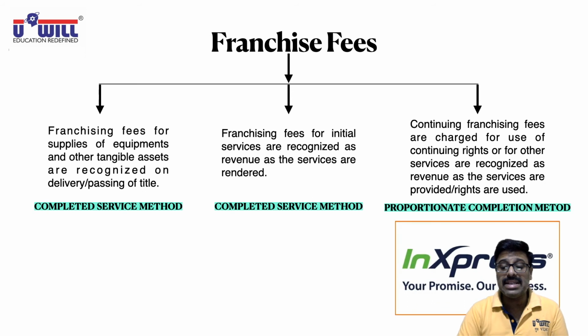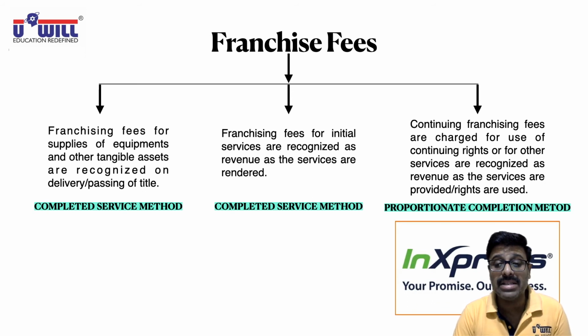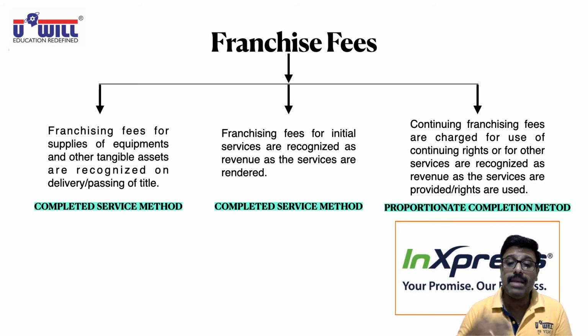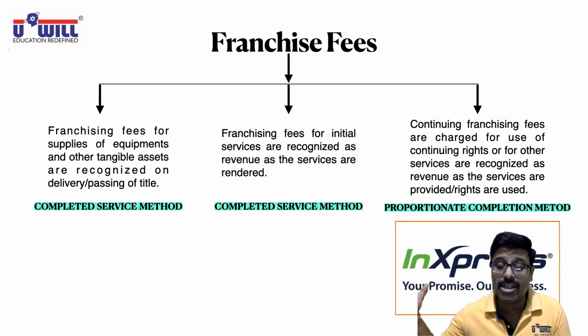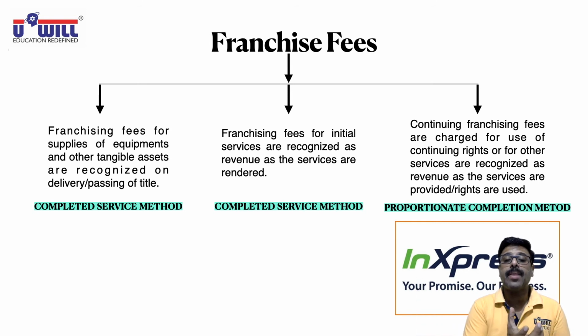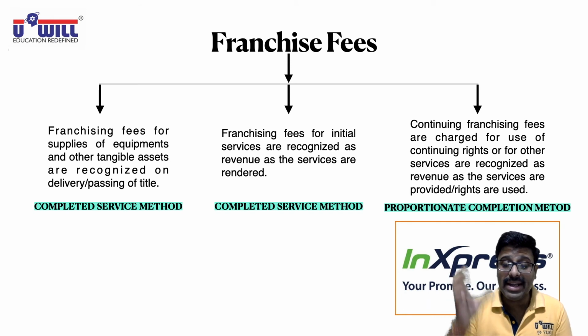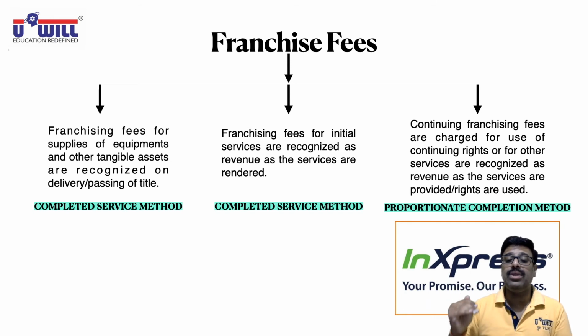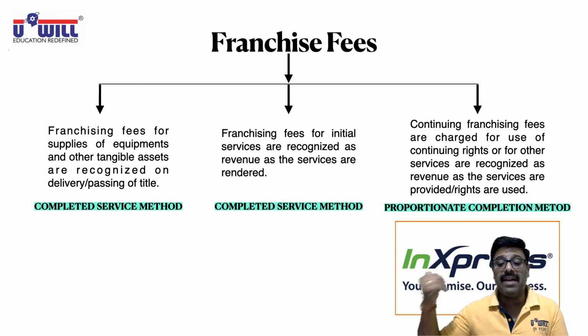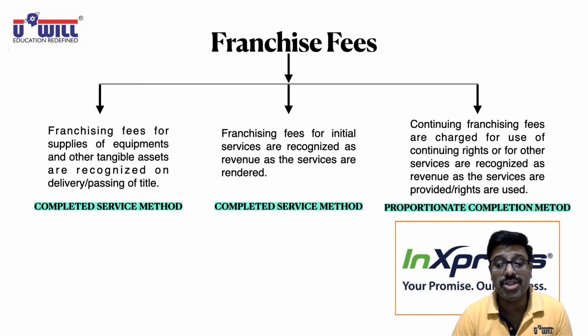Here I have given you an example of a courier service like DTDC, door to door. What these people do, they require the continuous services of such people. Every day the couriers are to be delivered. So whatever amount they receive on a daily basis, some part of revenue is paid as franchisee fees. That will be recorded by proportionate completion method.